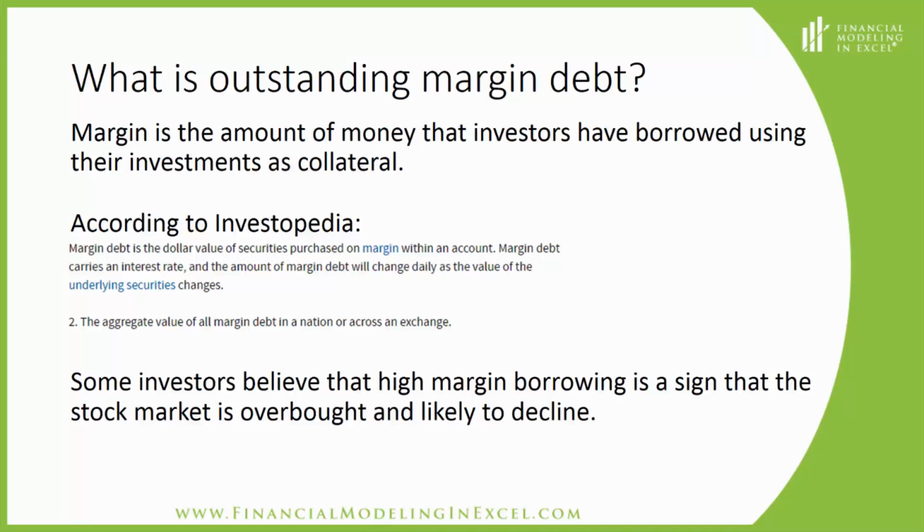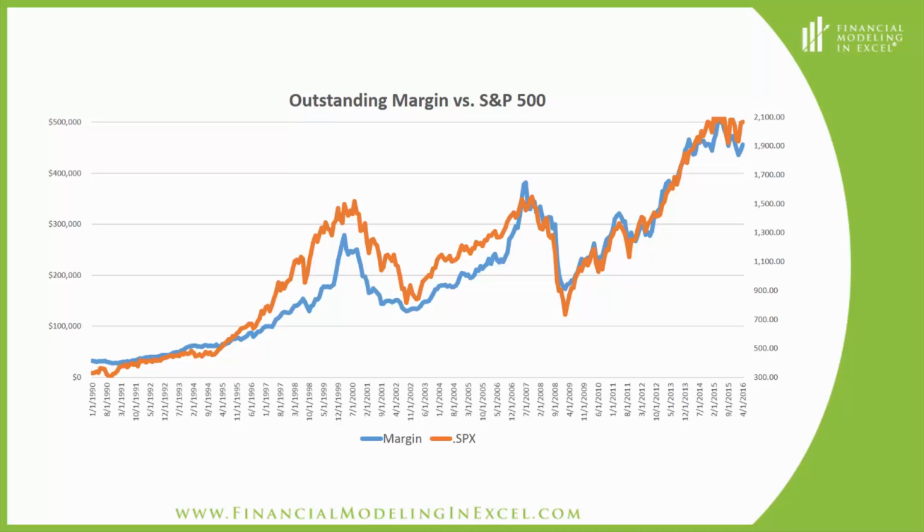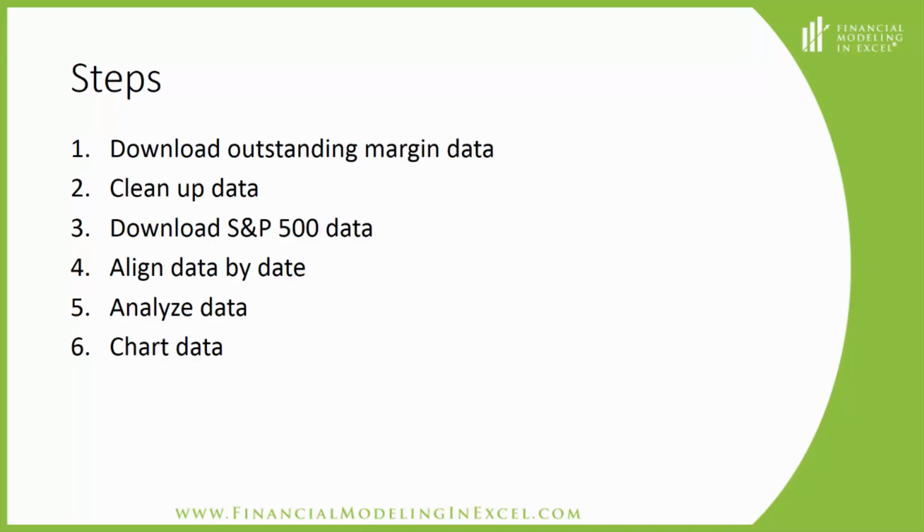Why is this important? Some investors believe that high margin borrowing is a sign that the stock market is overbought and likely to decline. This may be a familiar chart, and also the chart we will build in this tutorial. This shows the outstanding amount of margin versus the S&P 500. Many people refer to the peaks as opportunities for the stock market to decline, showing that investors are too optimistic about stock prices. So in this tutorial, here are the steps we will follow.